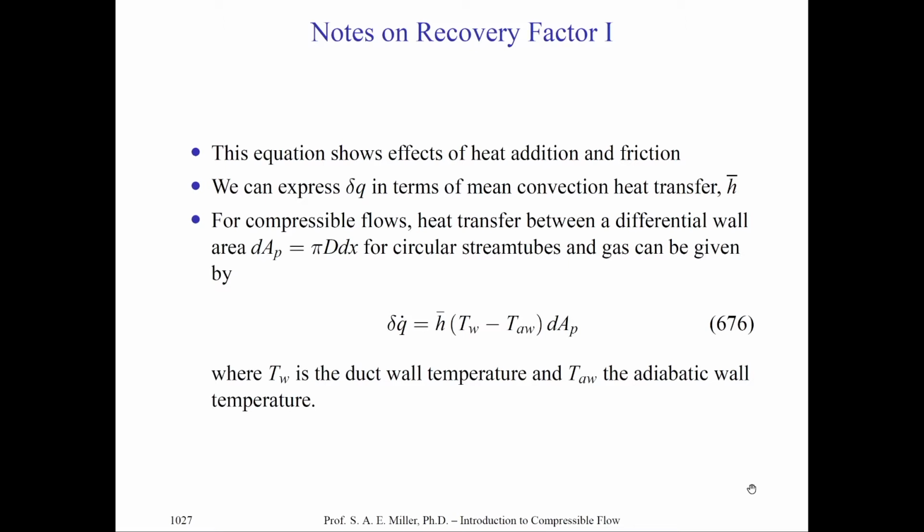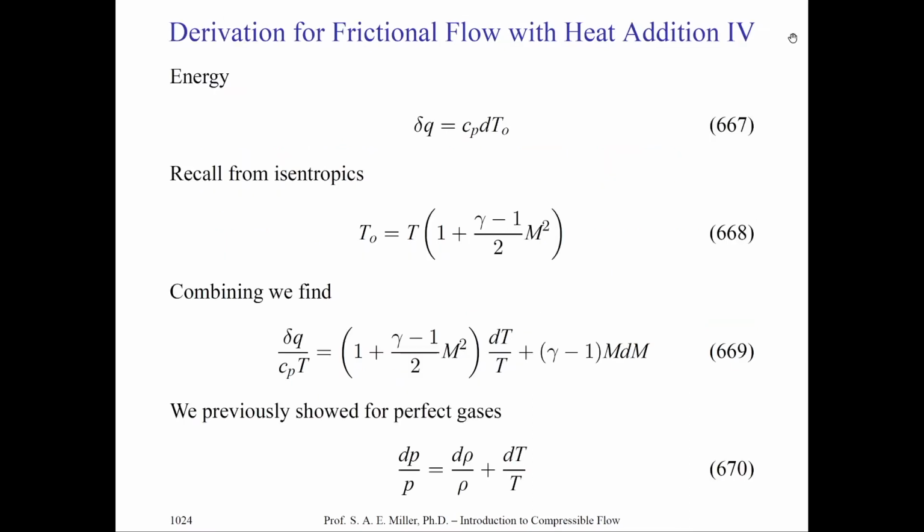Now for compressible flows, which are the ones we study here in this class, we'll see that there's a heat transfer between the area, equivalent area or differential area of dA sub P is pi d dx, where d is the diameter and A is the area of a circular stream tube. And we can rewrite this as 676. This is very much like your typical relation between Q and temperature and Cp, as we showed in a previous equation, which is equation 667 of this slide deck.